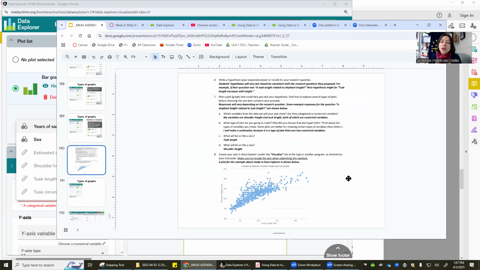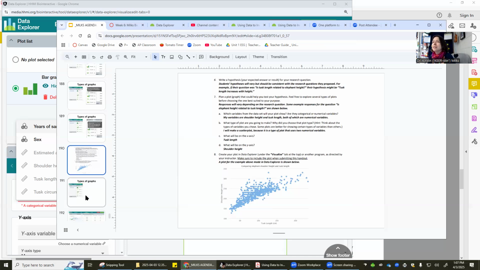Quiet, please. So this might look like the graph that you are making right now. This one, for example, is one about does tusk length predict how tall an elephant was going to be? Is tusk length related to elephant height? And they might think, well, I bet if you're a taller elephant, you might have a longer tusk, right? And so that's shown here. So you make a scatter plot because it's two numeric variables, and you make that plot.